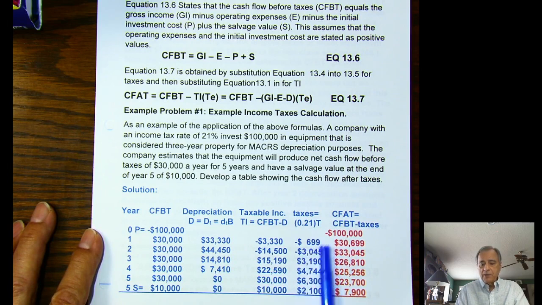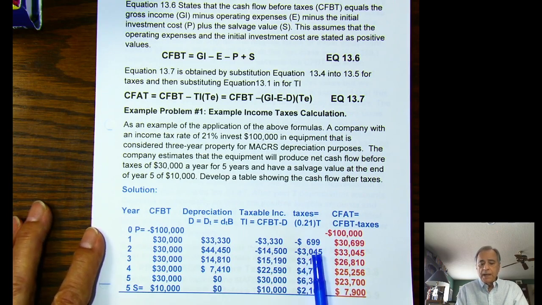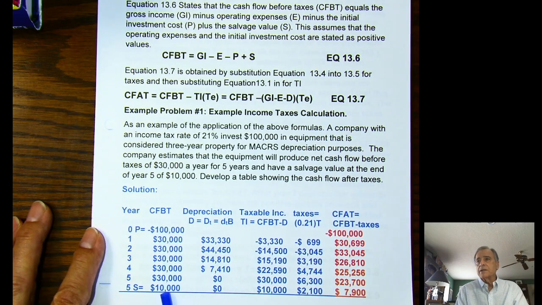Well, why do I do that? Well, I'm just assuming that this company, this is just one cash flow of many, many cash flows for this company. And therefore, what this means is that they'll pay $699 less in taxes in this year than they would have if they didn't do this project.